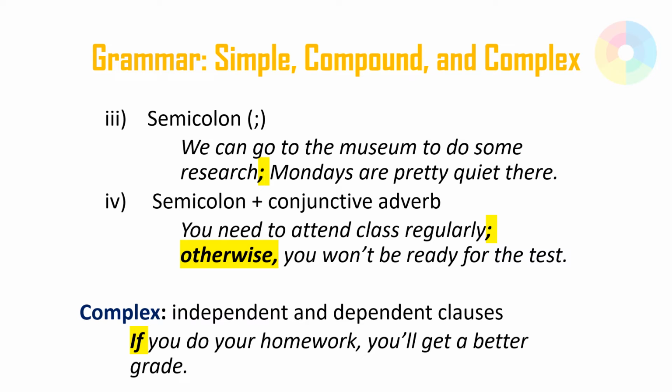And finally, the third type of sentence is a complex sentence. A complex sentence is a sentence in which you have one or more independent clauses and one or more dependent clauses. For example, if you do your homework, you'll get a better grade. We're not going to get into the details now, but there are different types of complex sentences because there are different types of dependent clauses. You have adjective clauses, adverb clauses, and several other types of clauses.